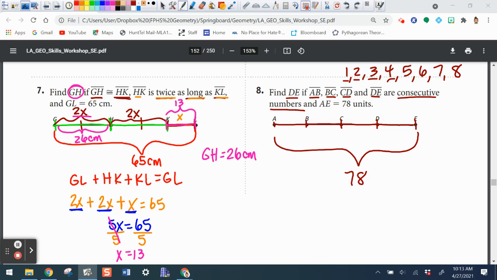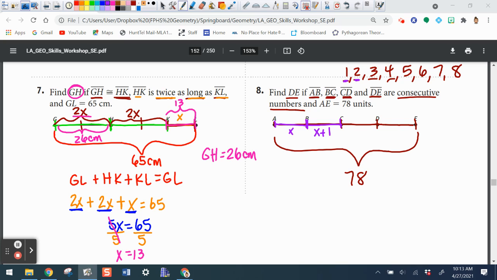So we're going to start here on the left-hand side. Just from the order of the statement, we should assume to start on the left. It says AB, BC, CD, and then DE are consecutive numbers. First thing I'm going to do is label AB as x. So if the distance from A to B is some number, then the distance from B to C is that number plus 1. Think about it, if AB was 1, well, 1 plus 1 would be 2.